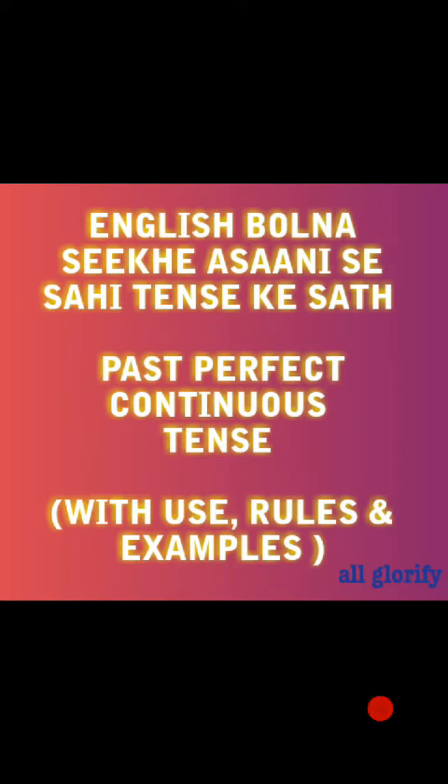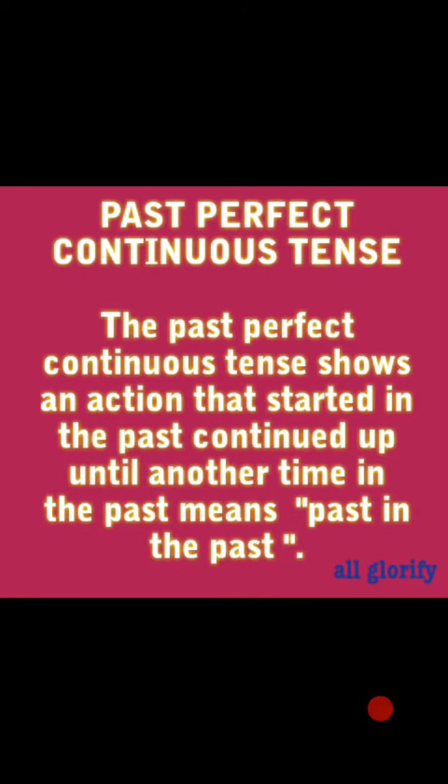My today's topic is past perfect continuous tense with use, rules and examples. So let's get started. Past perfect continuous tense. So first of all, we should know what is past perfect continuous tense. The past perfect continuous tense shows an action that started in the past, continued up until another time in the past. Means past in the past. Fine.